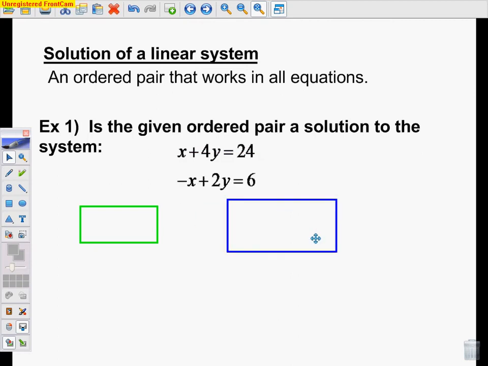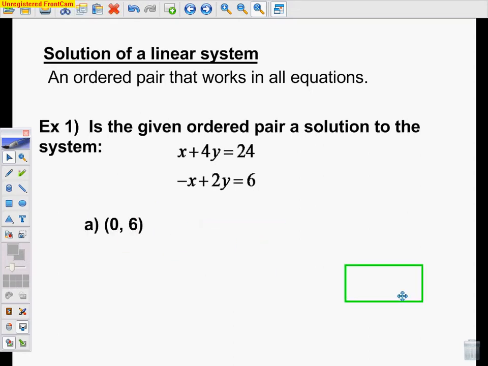So, for example, here is a linear system. It's two equations that are working together. Now, the question says, is the given ordered pair a solution to the system? Well, here's my ordered pair, (0, 6), and we know that every ordered pair is both an x and a y. Now, the definition of a solution to a linear system is it's an ordered pair that works in both equations. So I have to make sure that this ordered pair works in the top and bottom equation.